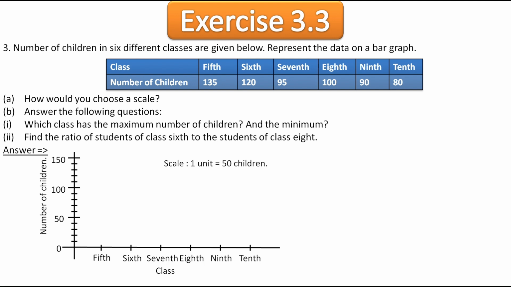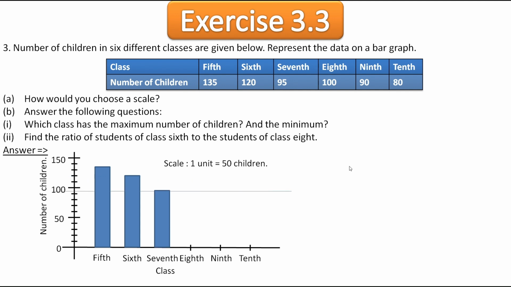Now for the bar, for 5th class, we have to touch the number 135. So it will come here, right? 135. So here it is 110, 120, 130, and here it is 135. Understood? Next we have to draw a bar for 120 for 6th class. That will come here. Okay. Next we have to draw 95.